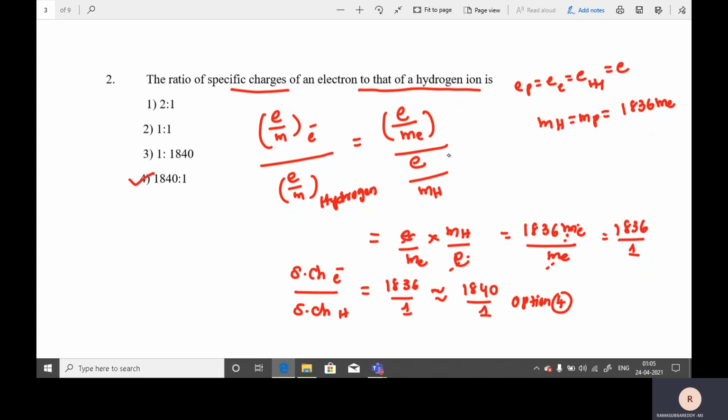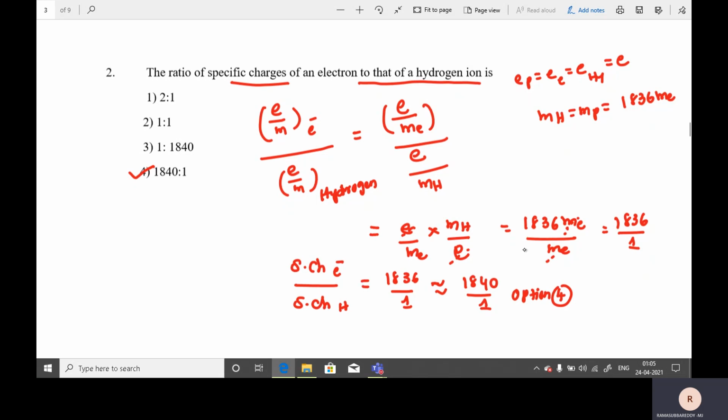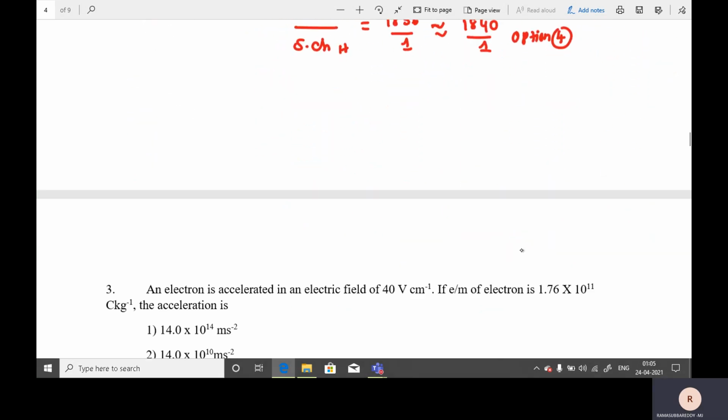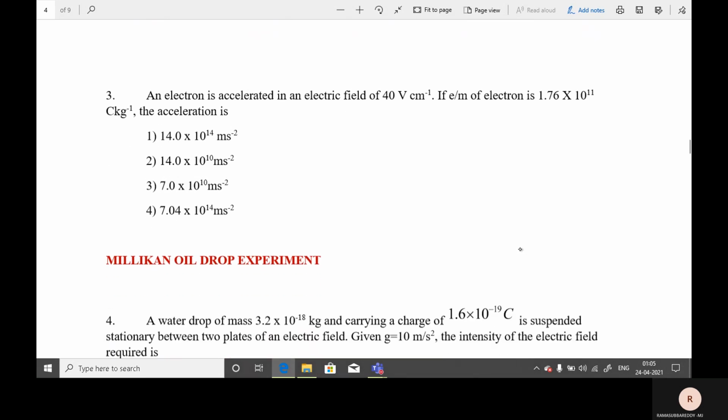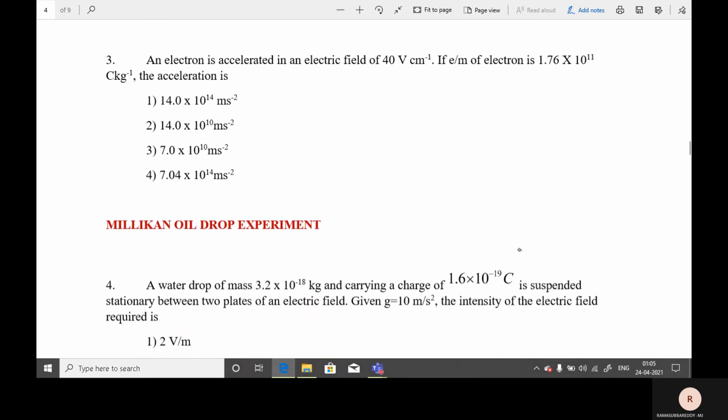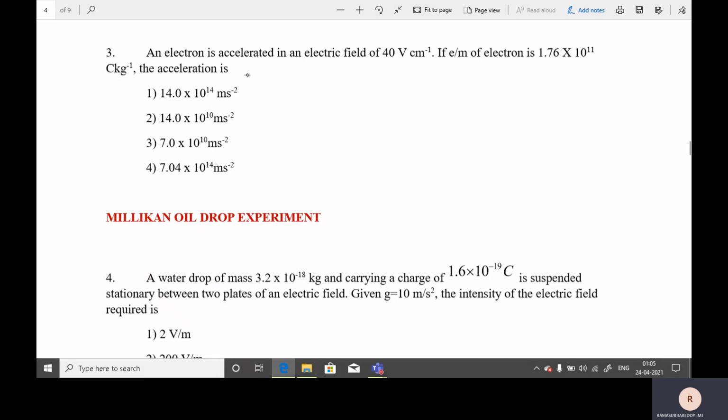So if you understand the concepts, it will be easy. Next, third question. An electron is accelerated in an electric field. If you take this is our electron, this electron is accelerated in an electric field. This is our electric field. An electron is accelerated in an electric field. How much is the electric field?